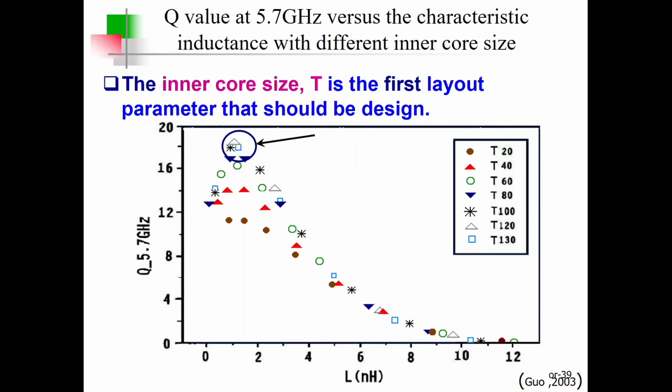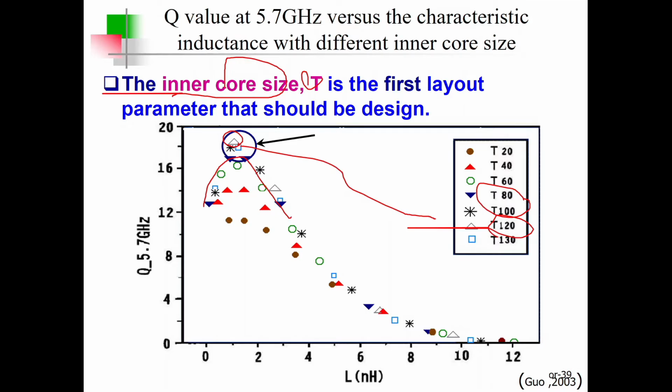Okay, from the beginning, he would like to figure out which is the best for the inner coil size, the T, right? So here is the best. What is that? Around 120 microns. But the others are actually not so bad. For example, this one, how much? 80 microns. About the same.